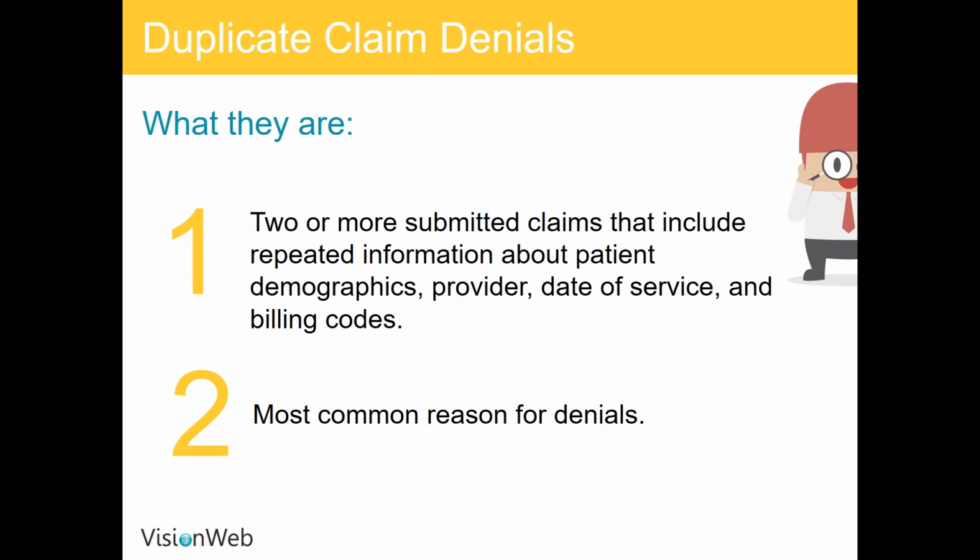You'll see MA16, OA18. You'll see little codes, and then there's a legend underneath with a description of what each one is. So when you see OA18, that's a duplicate claim.